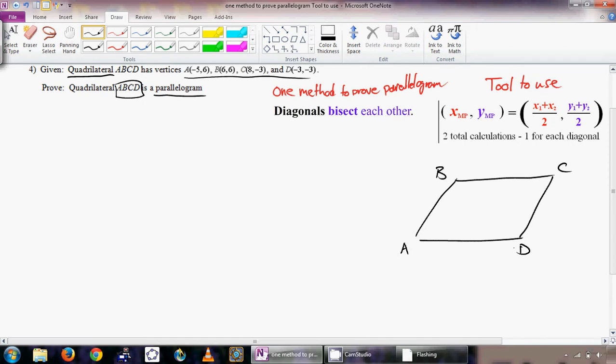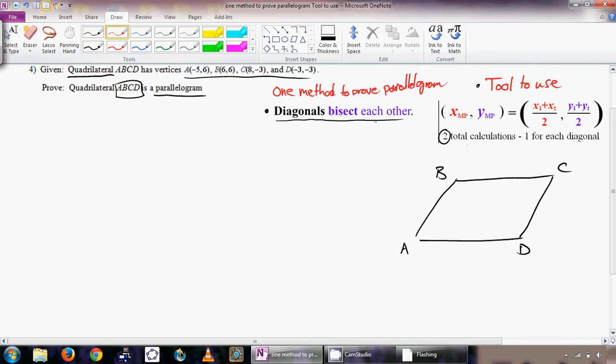Second step is I'm going to pick a method of proof. Once again, yesterday we learned 3 different methods. I'm going to pick what I think is the least amount of work, the one that asks me to show that the diagonals bisect each other. And the tool that we use to accomplish this is the midpoint.